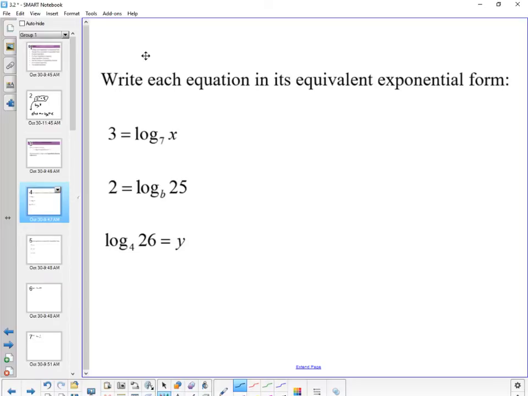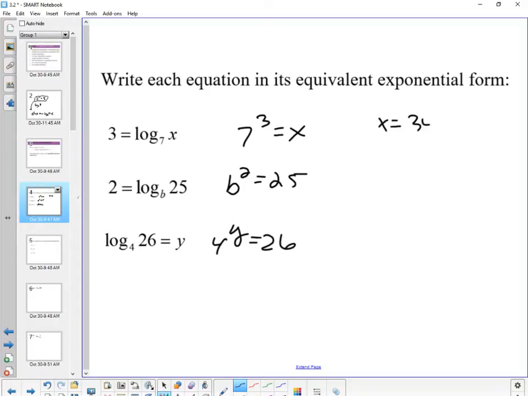So, you should have this here for the first one. Four to the y equals 26. I don't know, it's like 2 point something. I'm going to say 2.1.